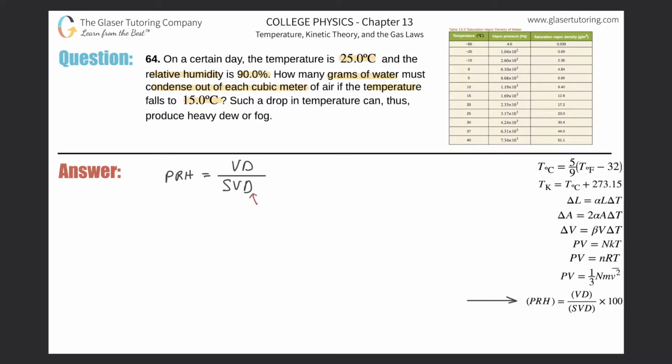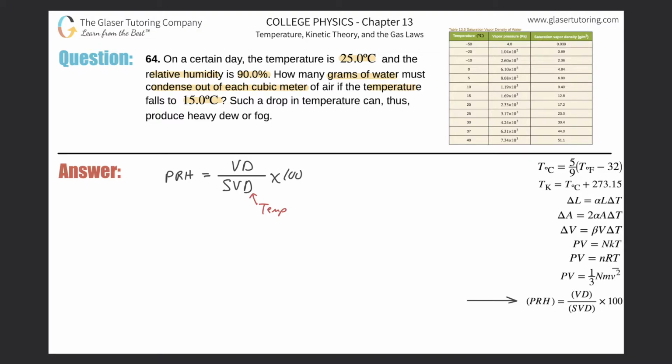This is a function of temperature. And this is where the table comes into play. If you notice, as the temperature changes, what happens to the saturation vapor density? It also changes. So this is always correlated with the temperature. And then we would just take this and multiply it by 100.